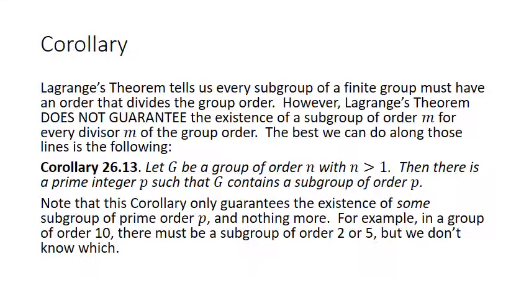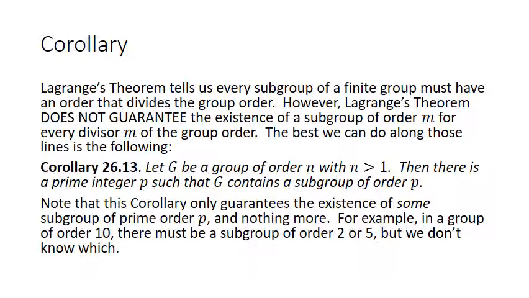Okay, so here is a corollary that we get from Lagrange's theorem. Just to remind you, a corollary is like a little free theorem that you get easily after a larger, harder to prove theorem. Lagrange's theorem tells us that every subgroup of a finite group must have an order that divides the group order. However, it does not guarantee the existence of a subgroup of order M for every divisor M of the group order. Remember that we did have that with cyclic groups, but when you don't know if your group is cyclic, you don't have a guarantee like that.